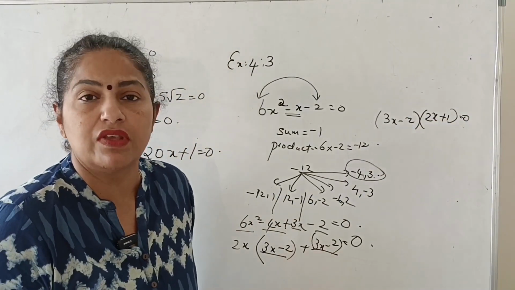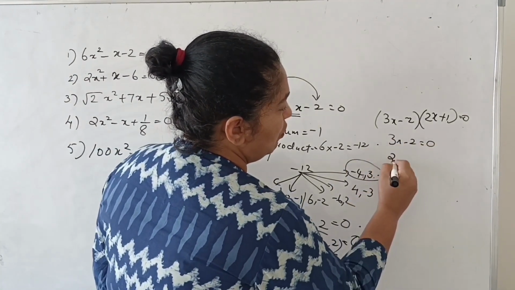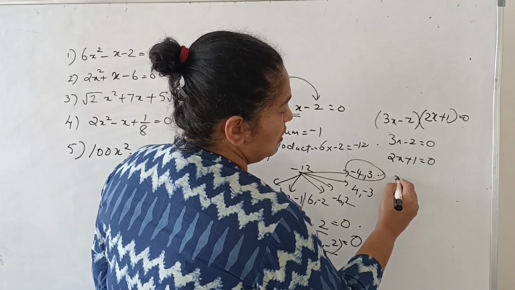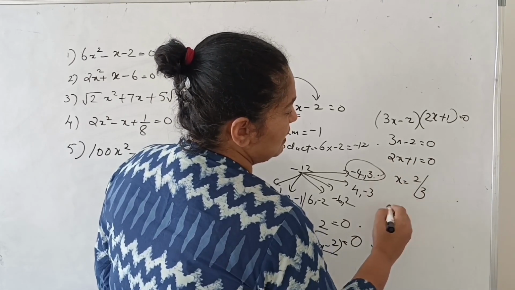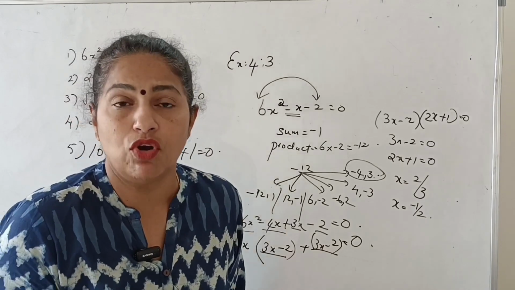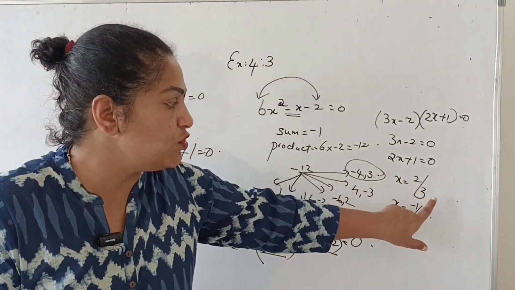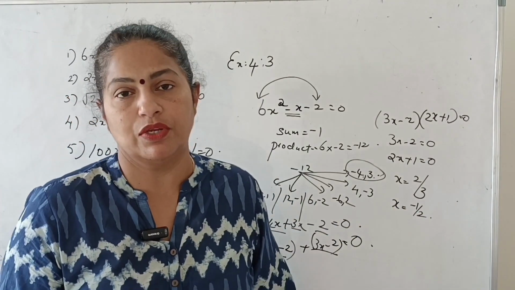The product of 2 terms is equal to 0. So, 3x minus 2 is equal to 0 or 2x plus 1 is equal to 0. Thus giving us x is equal to 2 by 3 and x is equal to minus 1 by 2. Now we have got the solution of the first quadratic equation as x is equal to 2 by 3 and x is equal to minus 1 by 2.